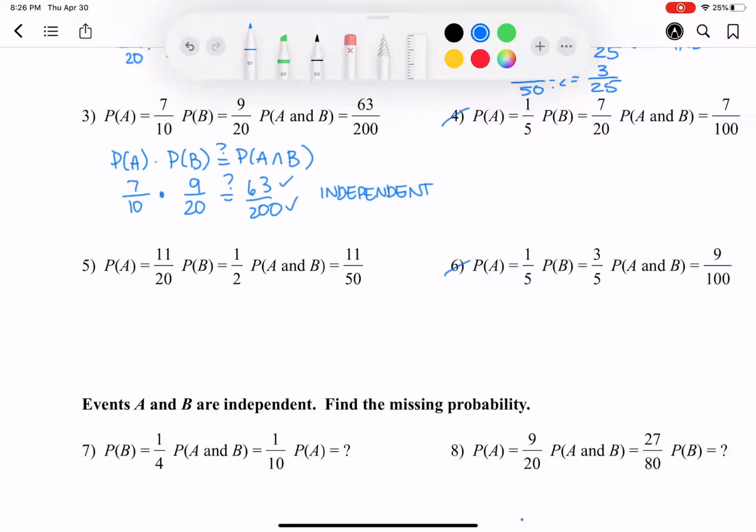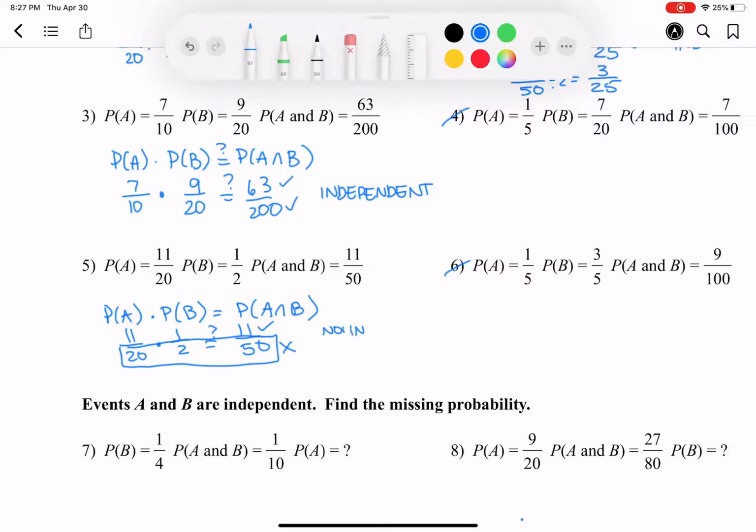Okay, number 5, the probability of A times the probability of B should be the probability of A and B. So 11 over 20 times 1/2, is that equal to 11 over 50? All right, let's multiply across the top. It is 11. Across the bottom here, 20 times 2 is not 50. So this is not independent. If I spell it wrong, sorry. So this would make it a dependent event. Dependent.